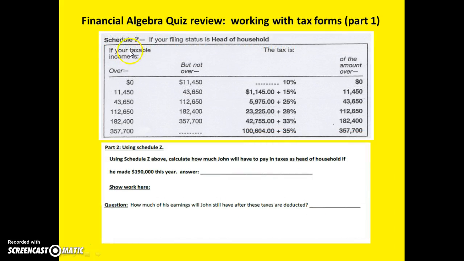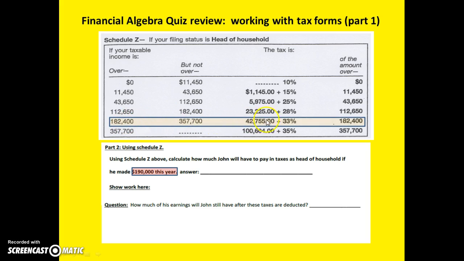Now in part 2, we were still using Schedule Z and using head of household. It says, using Schedule Z above, calculate how much John will pay in taxes as head of household if he made $190,000 this year. Okay, so $190,000 falls into this step category right here. In this step you have to make a minimum of $182,400 and a maximum of $357,700. 190 falls between those two numbers.